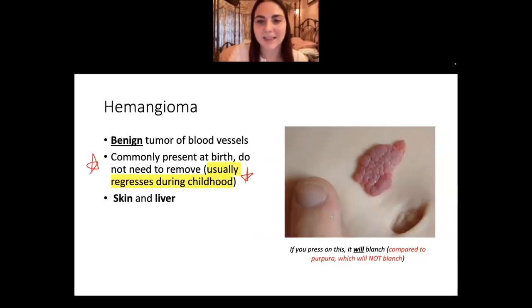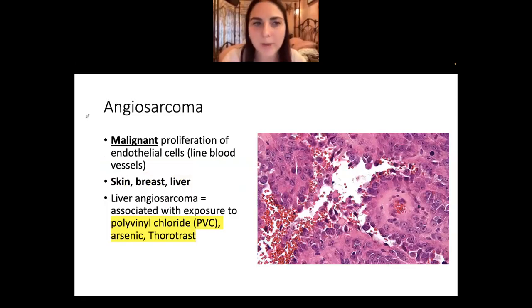Purpura has nowhere to go. It's in the skin. If you push on it, it's just going to stay. It's not going to blanch. Okay? And I really only emphasize that because this is sometimes the only way you can differentiate between certain skin things: if you press on it, does it blanch or not blanch?